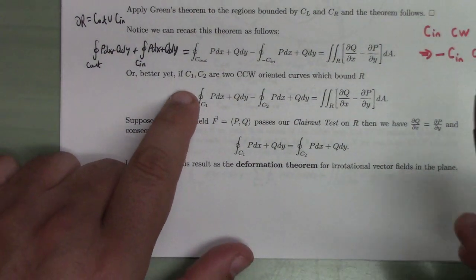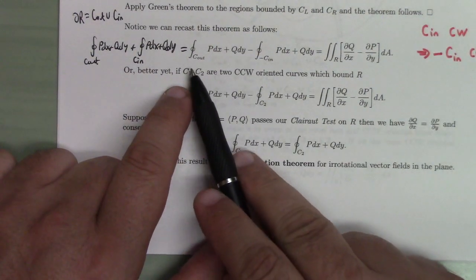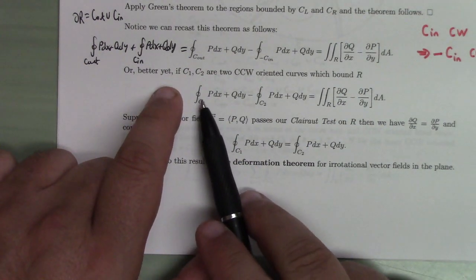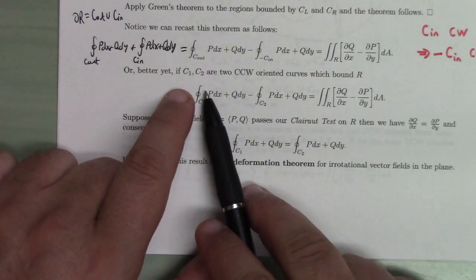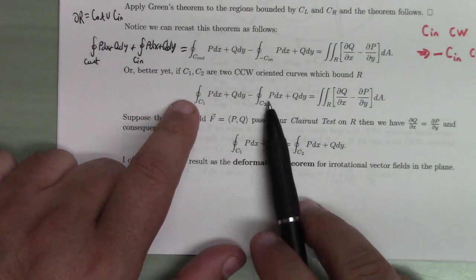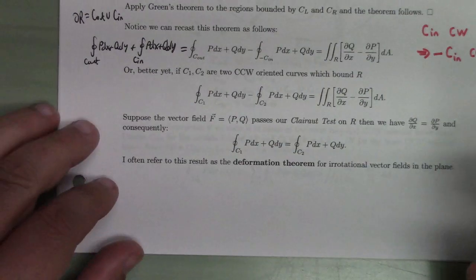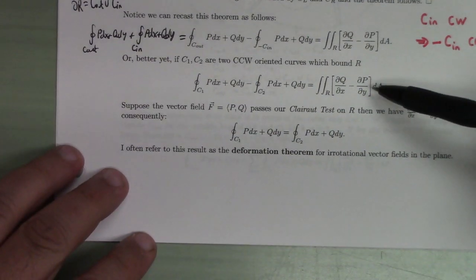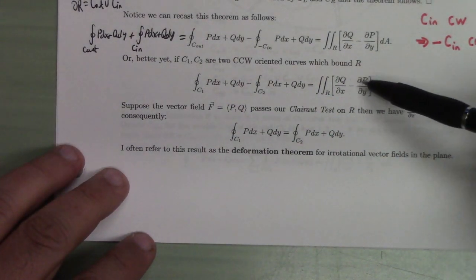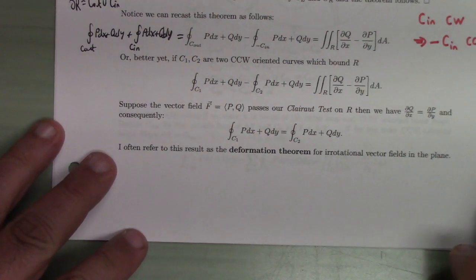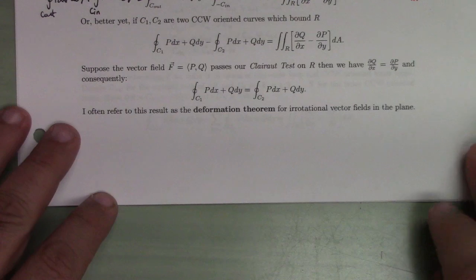I said C1, in fact, if C1 and C2, you can think about C1 being the outer boundary and C2 being the inner boundary, both counterclockwise oriented, then the difference of the line integrals of those two is equal to the integral over the annulus of this difference of derivatives. And furthermore, now we finally get to the deformation theorem.